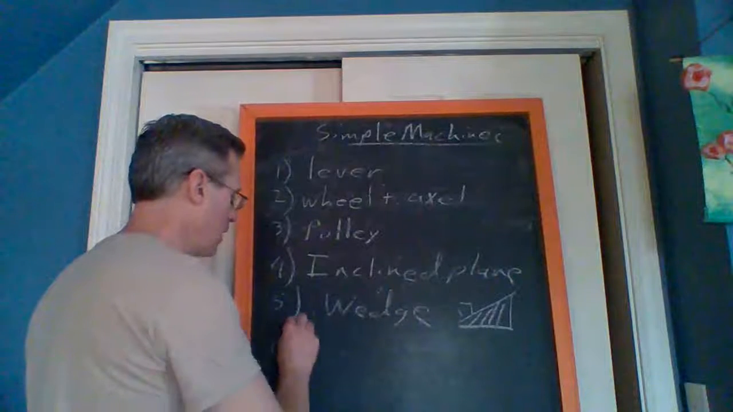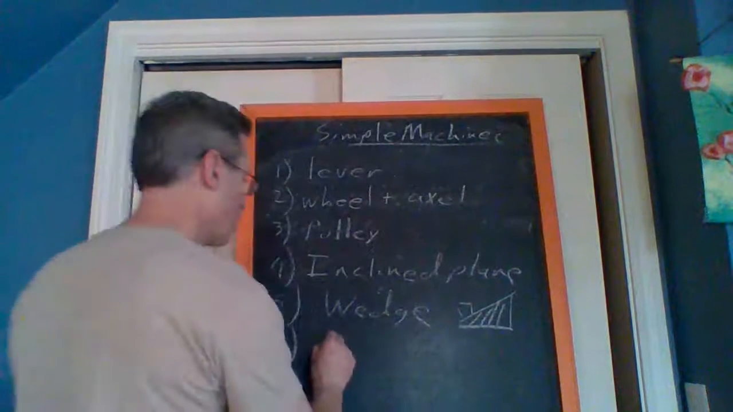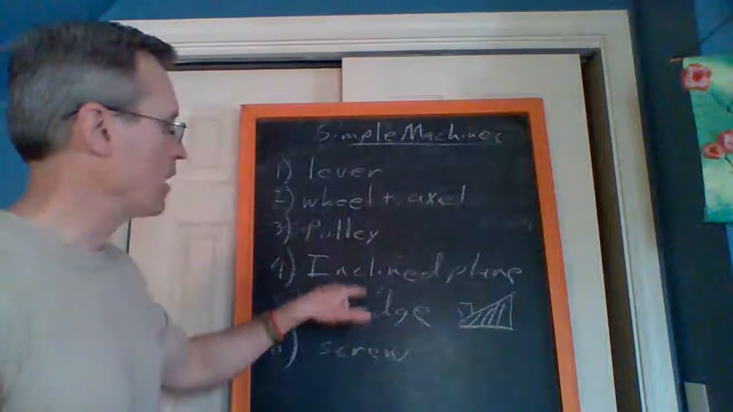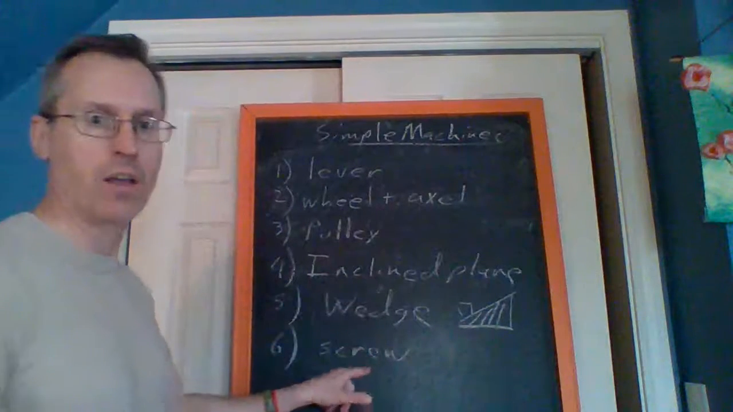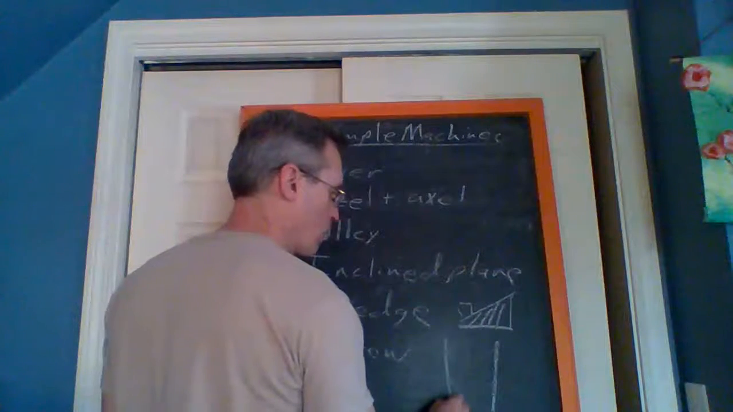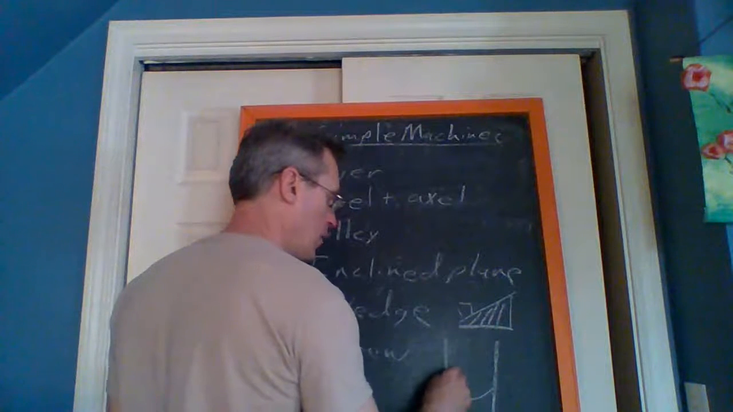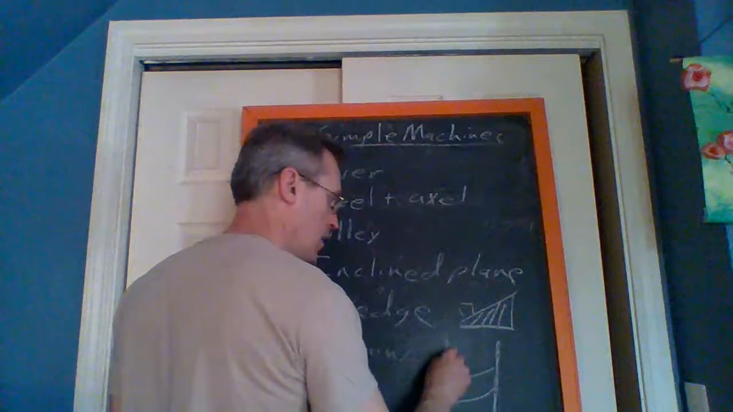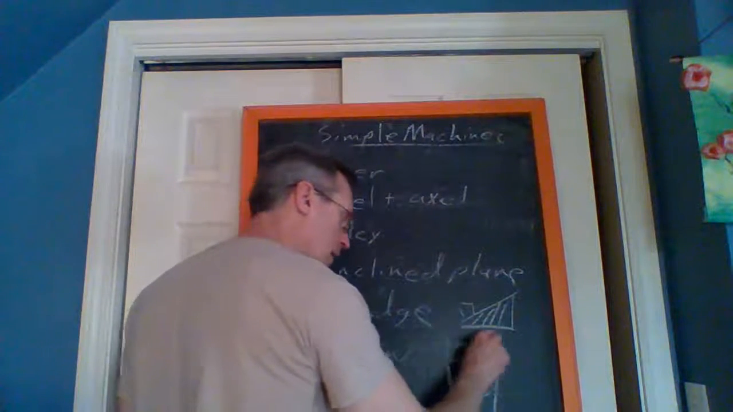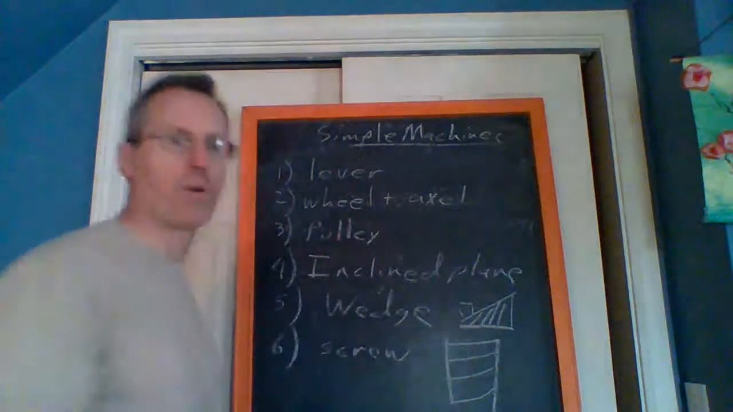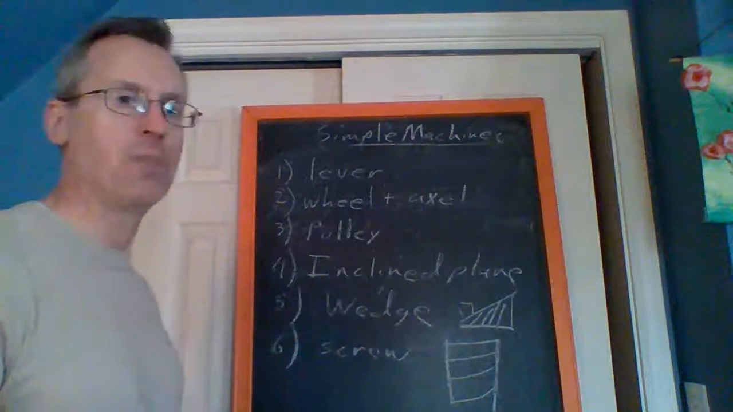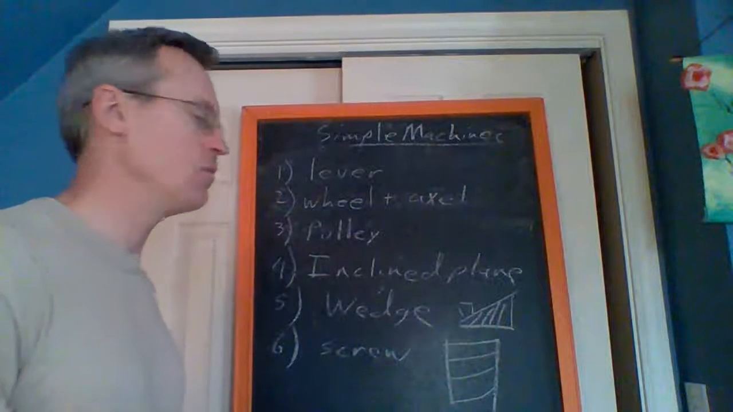Number 6, the last one, is a screw. It's important to note that, like the wedge, the screw is actually an inclined plane. If you were to take a cylinder and wrap an inclined plane around it, going around the back and then coming up, and then around the back and up again, you would get the threads of a screw. So a screw, a wedge, and an inclined plane are really variations of the same simple machine.